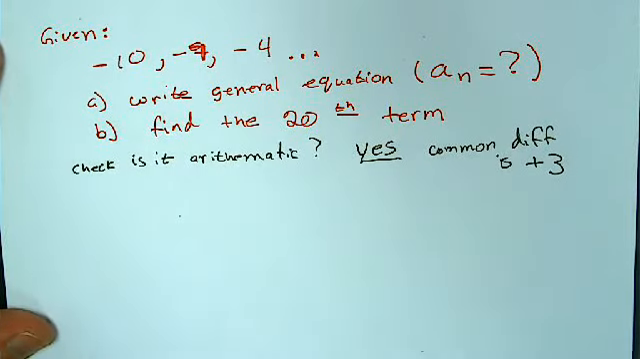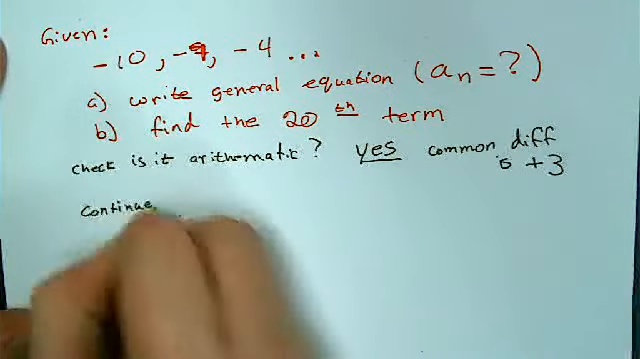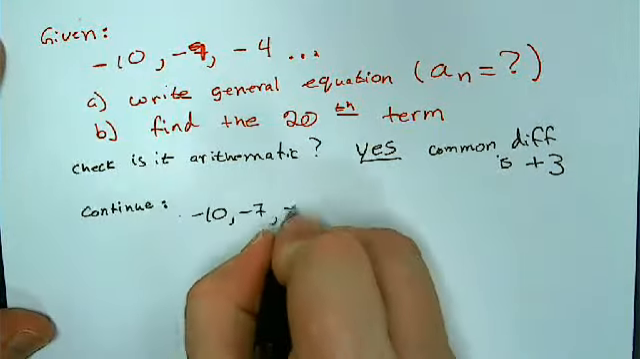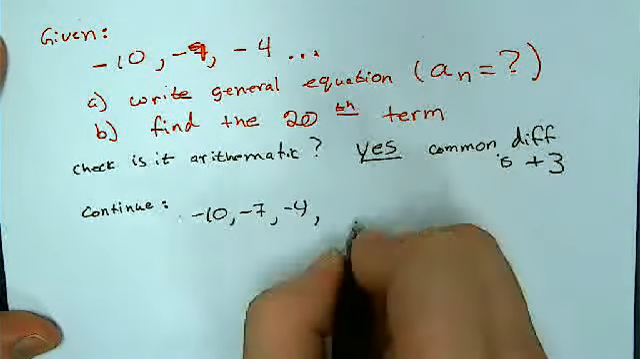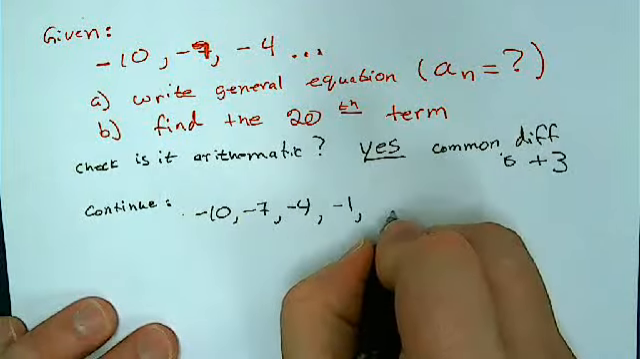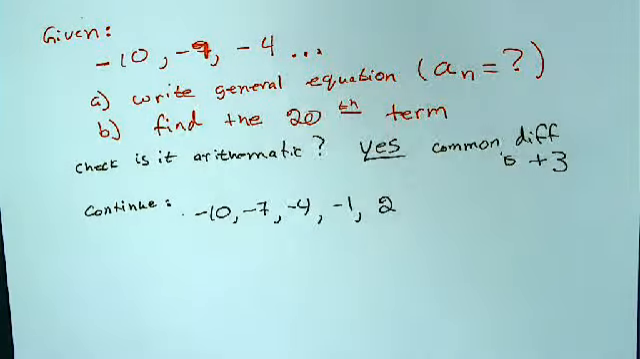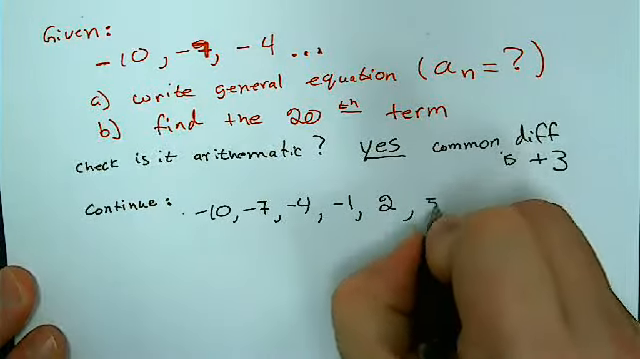Now, if I want to continue the sequence, just want to keep going. So I have negative 10, negative 7, negative 4. What's going to come next? Negative 1. Then what? Not 0. Positive 2. I skip right over 0. And then positive 5. We'll pause there.